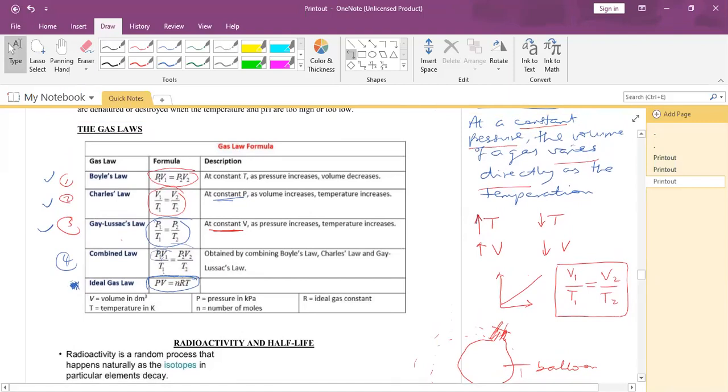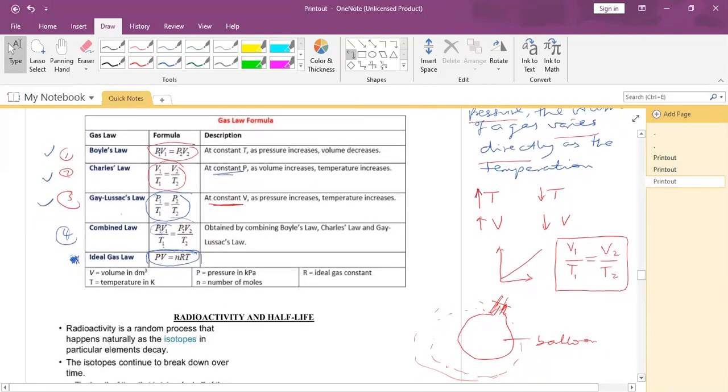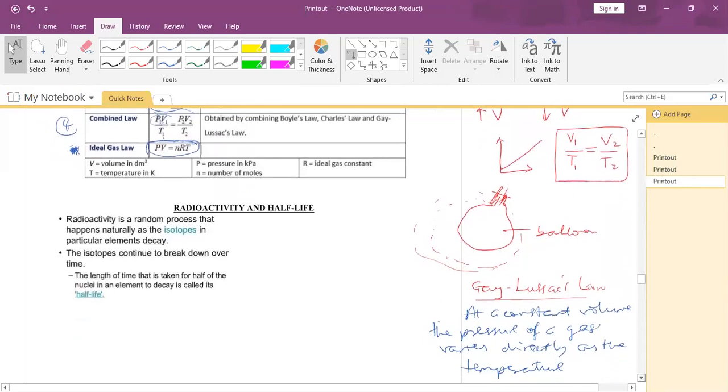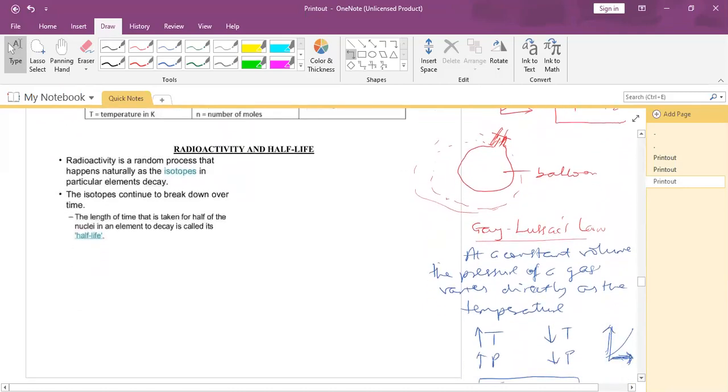Okay. All right, so we're getting slowly to the end of the important topics. All right, so another important topic, that's radioactivity and half-life. So let's look at that. I believe that will be the last one I want to talk about, and then we can answer questions. So radioactivity and half-life, another very important one.